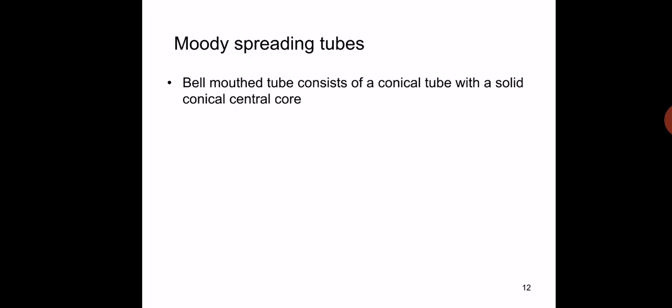When we come to the Moody spreading tubes, these have less efficiency when compared with the conical draft tubes. These have the shape of a bell mouthed tube consisting of a conical tube with a solid conical central core. These are suitable for the Kaplan turbines.